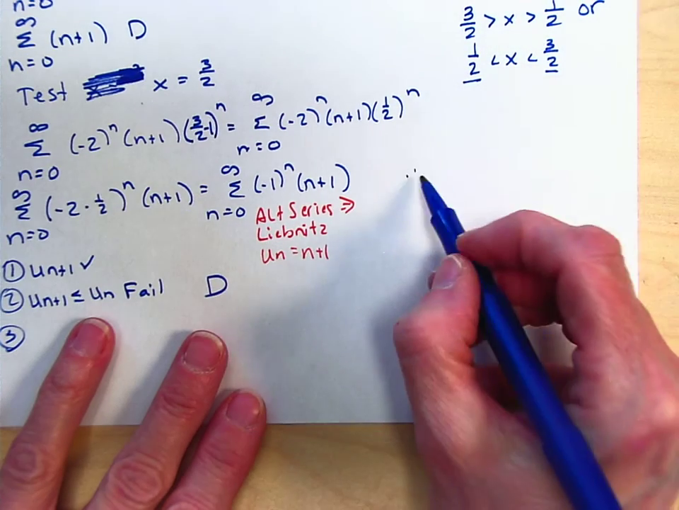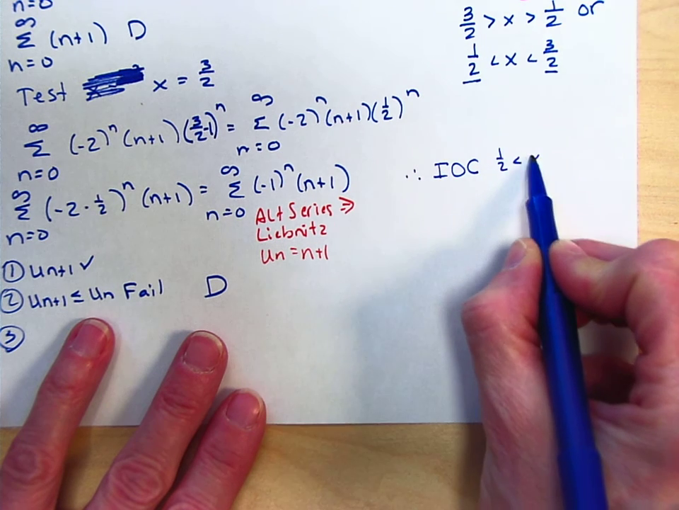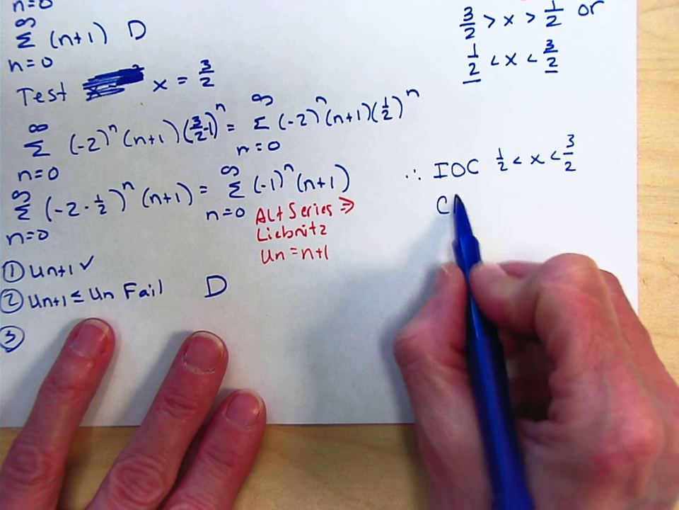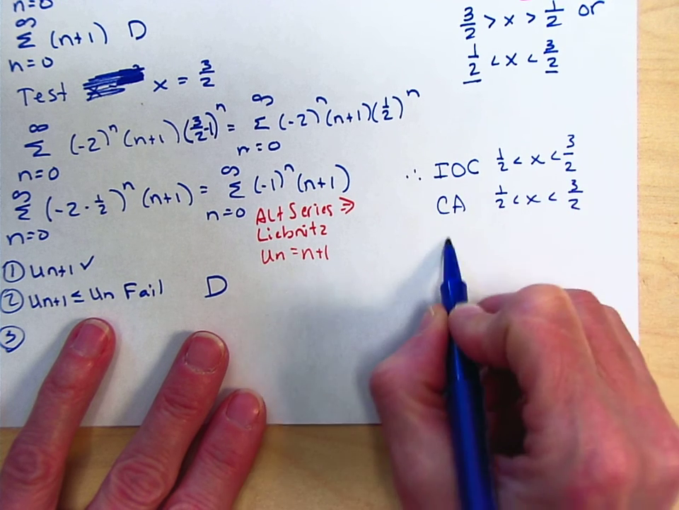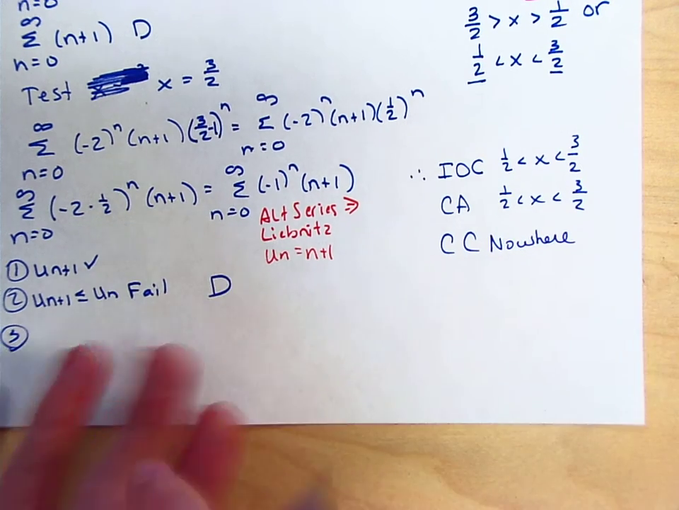So in conclusion, our interval of convergence is 1/2 is less than x is less than 3/2. We converge absolutely on that same interval of convergence, and we converge conditionally nowhere. And that's our last example.